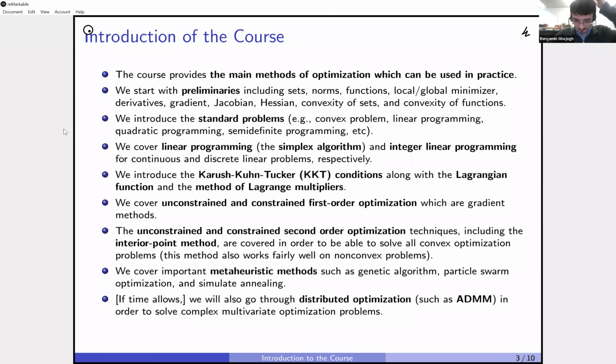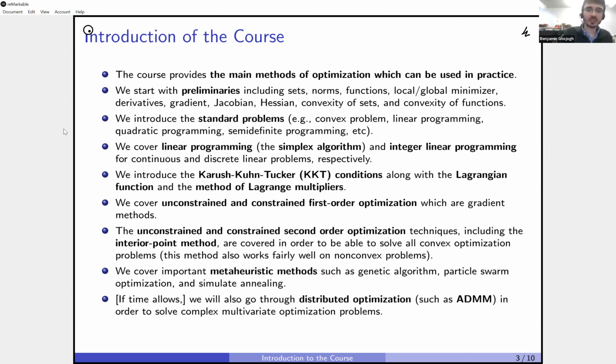And we'll go over the Lagrangian function, also the method of Lagrange multipliers. We'll go over these. Afterwards, we will cover unconstrained and constrained first order optimization. Previous to that, we'll learn what unconstrained means and constrained means. So we will cover every concept. We don't skip things and assume that you know that already. We'll cover those.